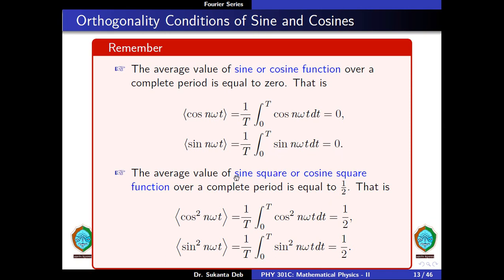Also, we should remember that the average value of sine square or cosine square function over a complete period is equal to half. That means the average value of cos square n omega t, if we evaluate this integral, we will get equal to half. Similarly, the average value of sine square over a complete period is equal to half.